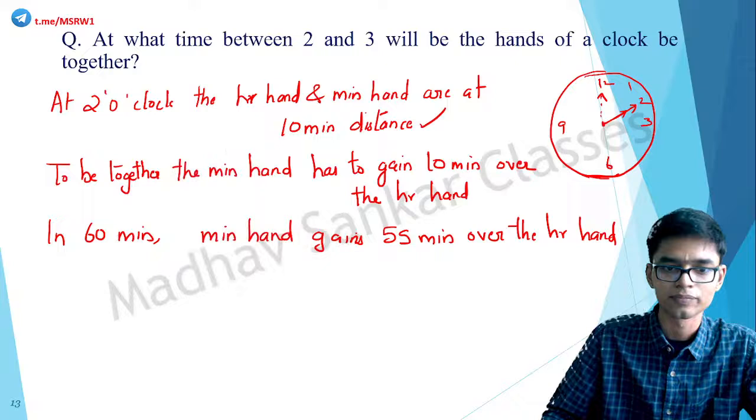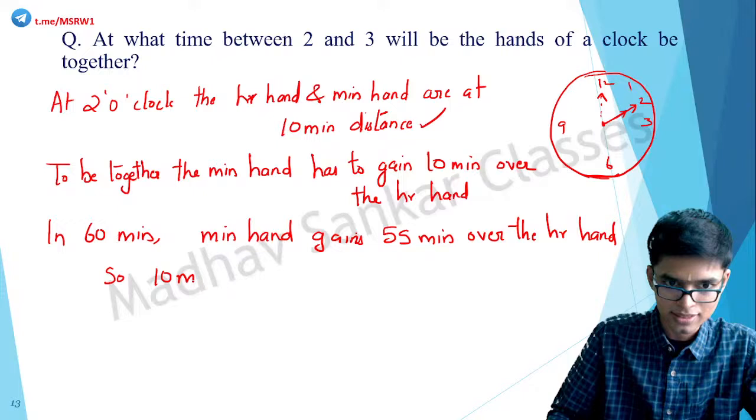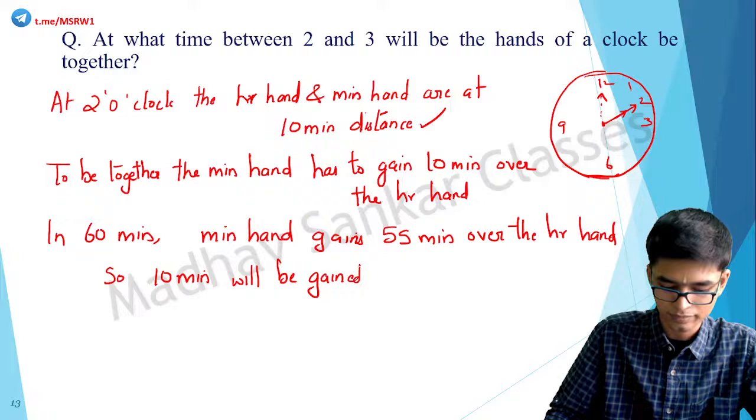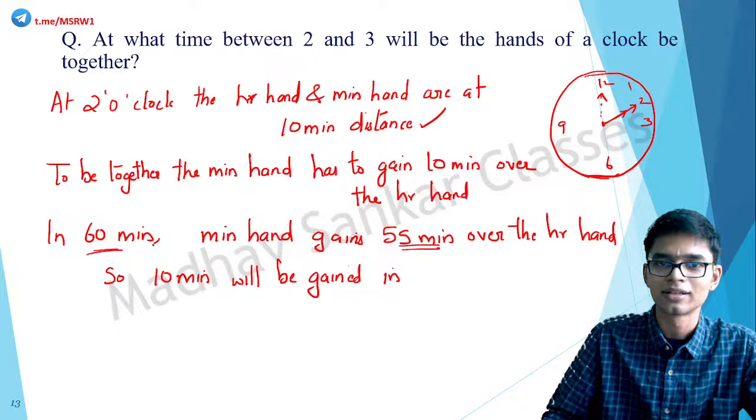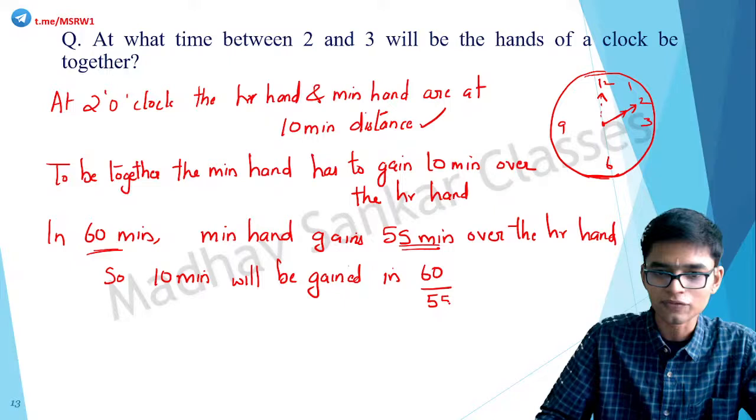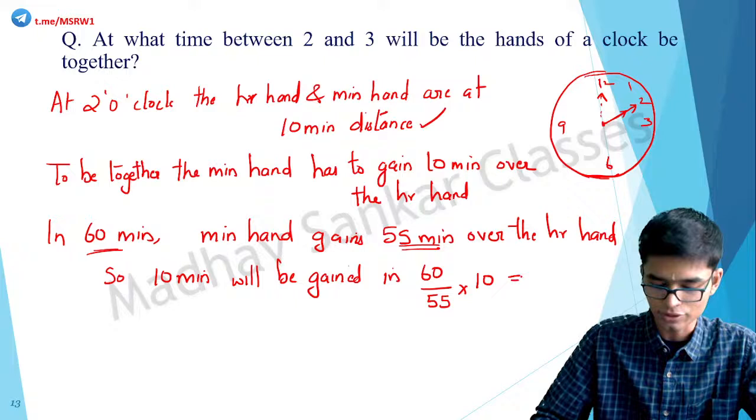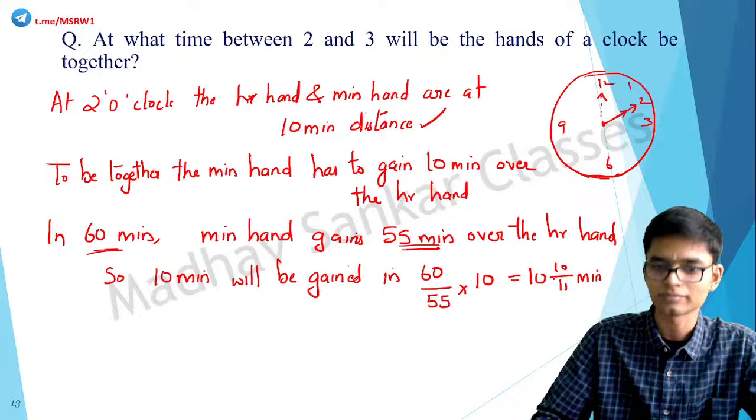So 10 minutes will be gained in how much time? 55 minutes are gained in 60 minutes. Correct. So 10 minutes would be gained in 60 by 55 into 10. Correct. Simple multiplication is equal to 10 and 10 by 11 minutes. Okay. You multiply this and cancel all things and you will get it. 120 divided by 11 is 10 and 10 by 11.